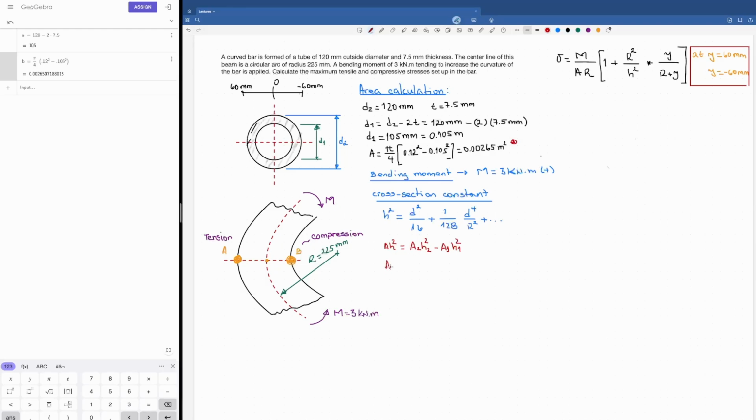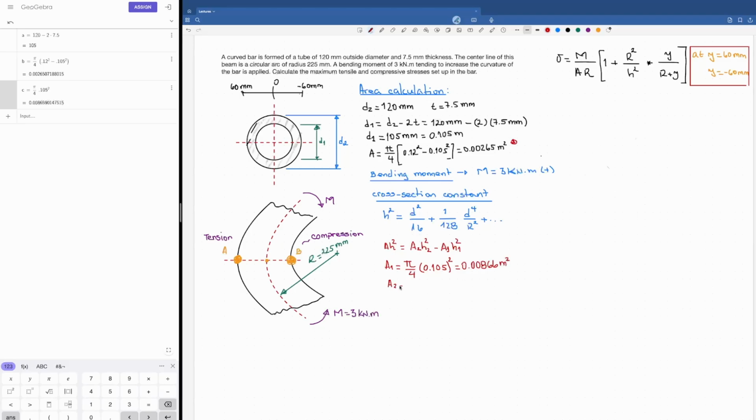Let's see, A1, for example, is going to be equal to pi divided by 4 times, actually, I don't need big brackets here. This is going to be the diameter 1, and that diameter 1 is going to be 0.105 squared, and that's going to be equal to, let's go to the calculator, pi divided by 4 times 0.105 squared. Yeah, and that's 0.00866 square meters.